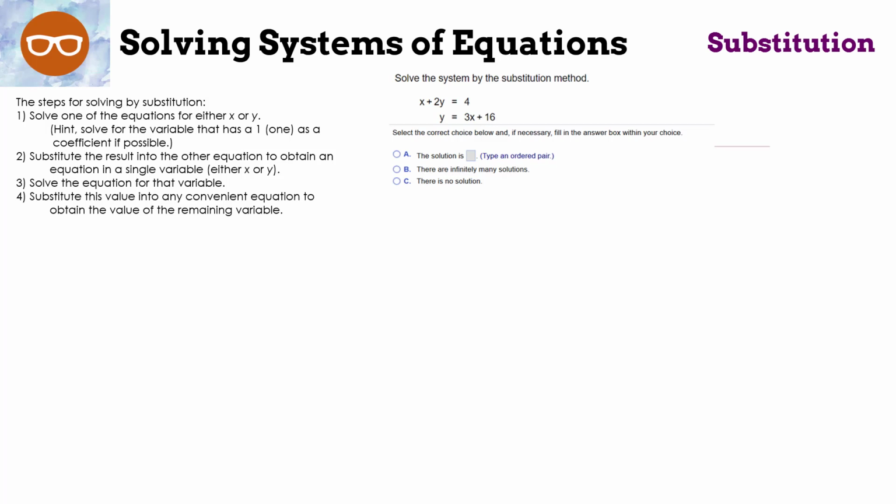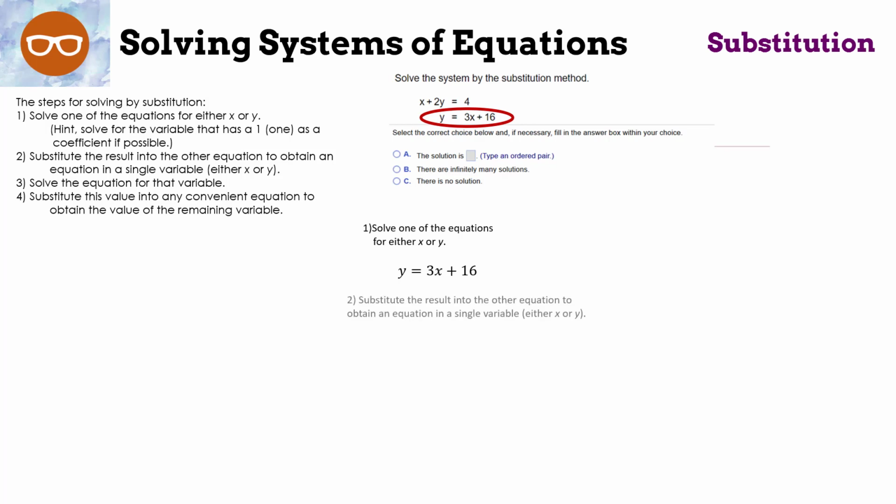It seems a little weird, but let's do this one. Let's look at these two. X plus 2y equals 4, and y equals 3x plus 16. Now the first thing we want to do is solve for either x or y. When I look at these two equations, I notice that y is already solved. Y equals 3x plus 16. So number one's already done for us.